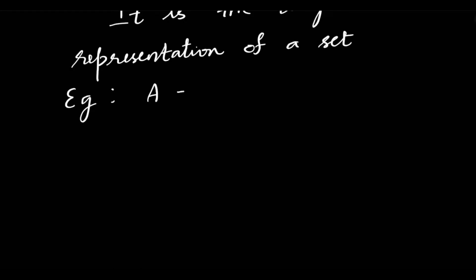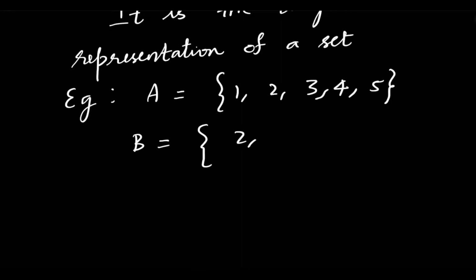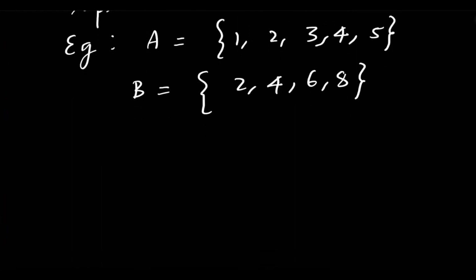You have a set A which contains these elements 1, 2, 3, 4, and 5, and you have one more set B which contains 2, 4, 6, and 8. These are the elements present in set B. How to draw a Venn diagram? Let us see for the above example.